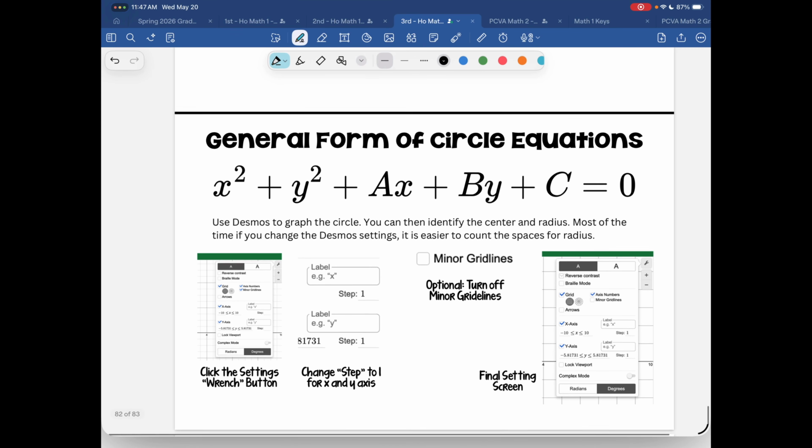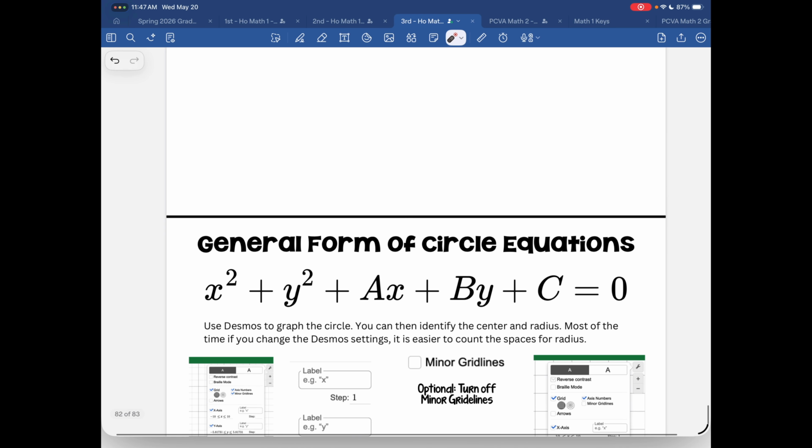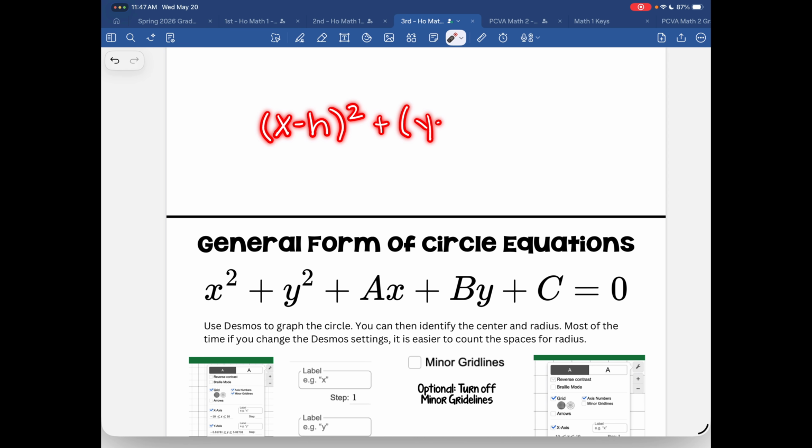Right, so for this video, I'm going to talk about the general form of a circle. The general form of a circle comes from when you take the standard form. If you remember, standard form is (x − h)² + (y − k)² = r². And if you multiply everything out, it'll produce the general form.